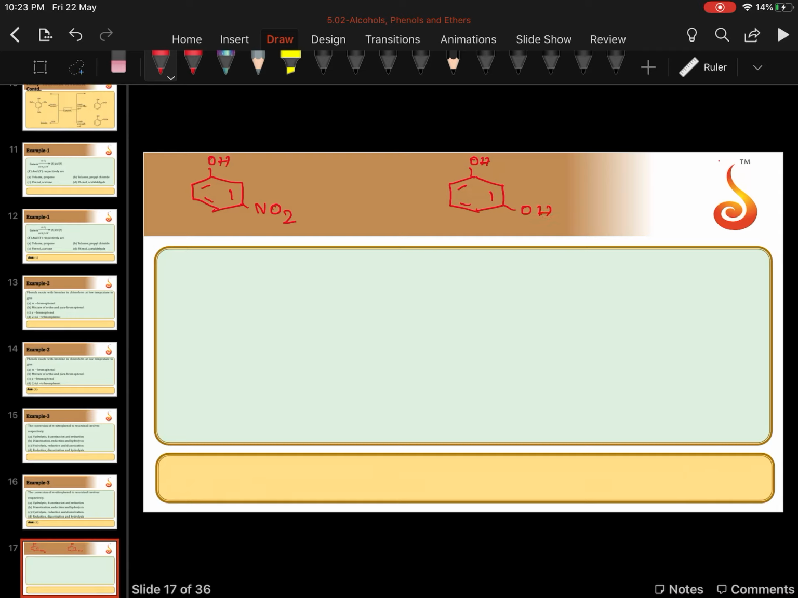So first let us learn how to convert metanitrophenol to resorcinol. Now first I will treat this compound with tin and HCl. Tin and HCl means reduction. The NO2 group will get reduced to NH2. So what will I get here? OH and NH2. This compound is now subjected to diazotization, means treat with NaNO2 and HCl.